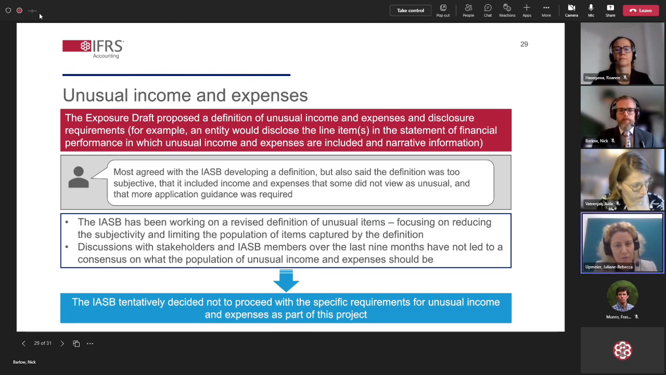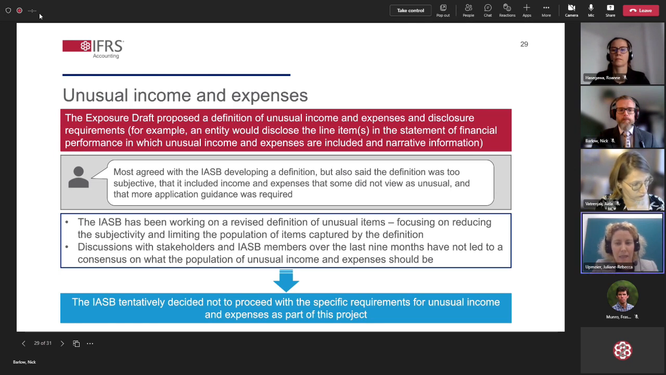There was strong support from stakeholders for the IASB to develop a definition of unusual income and expenses. However, the feedback we received was also that the definition is too subjective and that it includes income and expenses that some do not view as unusual. Now, although most disagreed with the proposed definition, there was no clear consensus on an alternative definition.